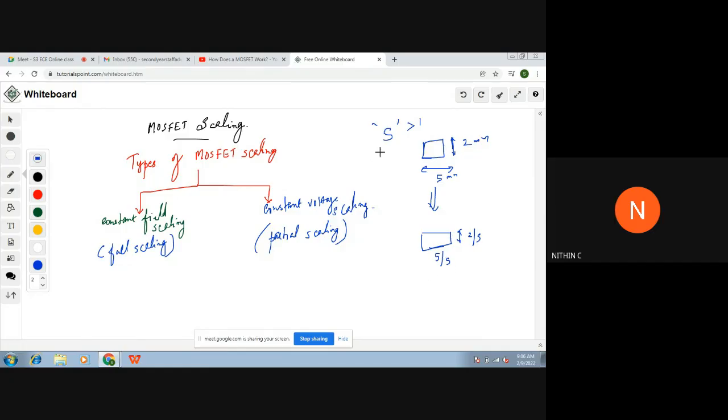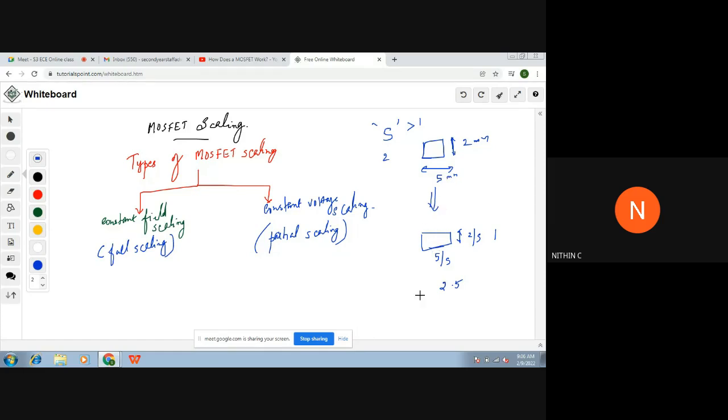So if you are taking the factor S as 2, how will you scale this device? 5 by 2. Now your scaled down device will have a length of 2.5, and this will be divided by 2 and you will get 1. Clear? If we scale down the MOSFET of this size by a factor of 2, we will be dividing that value by 2. Okay, clear?